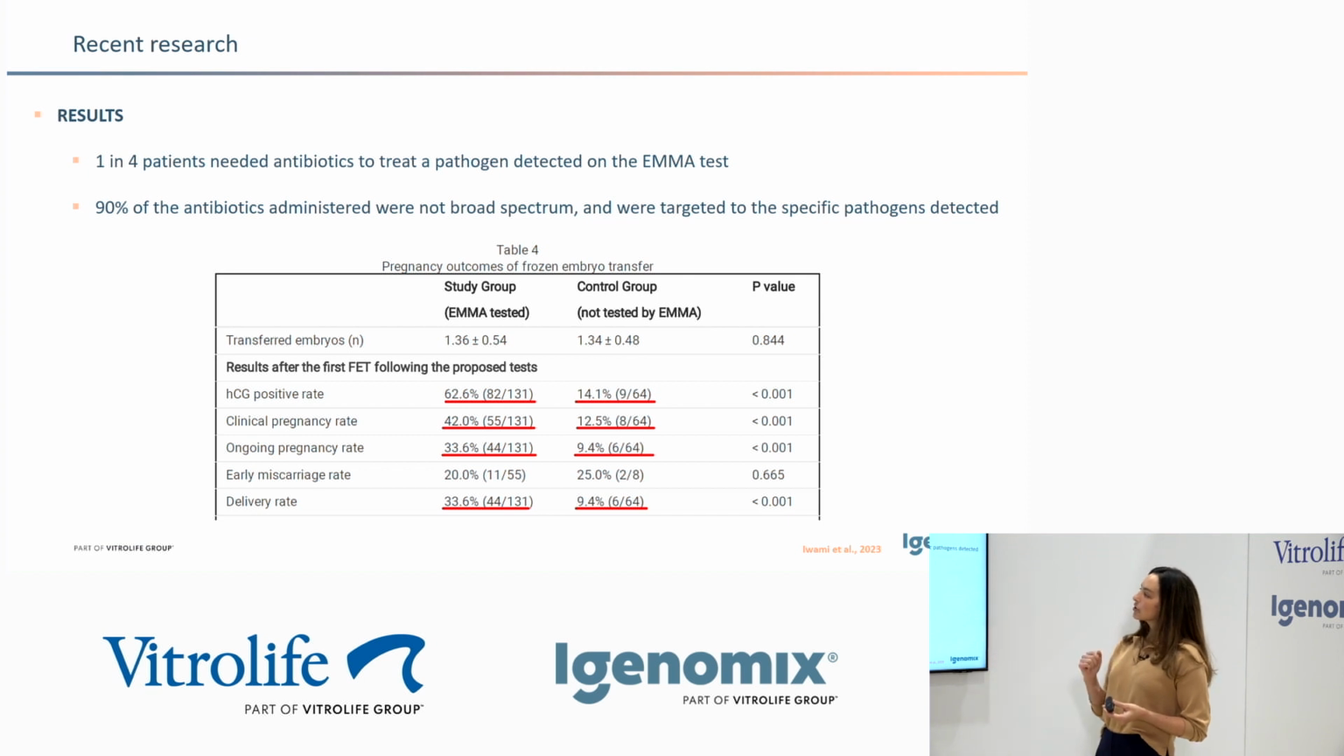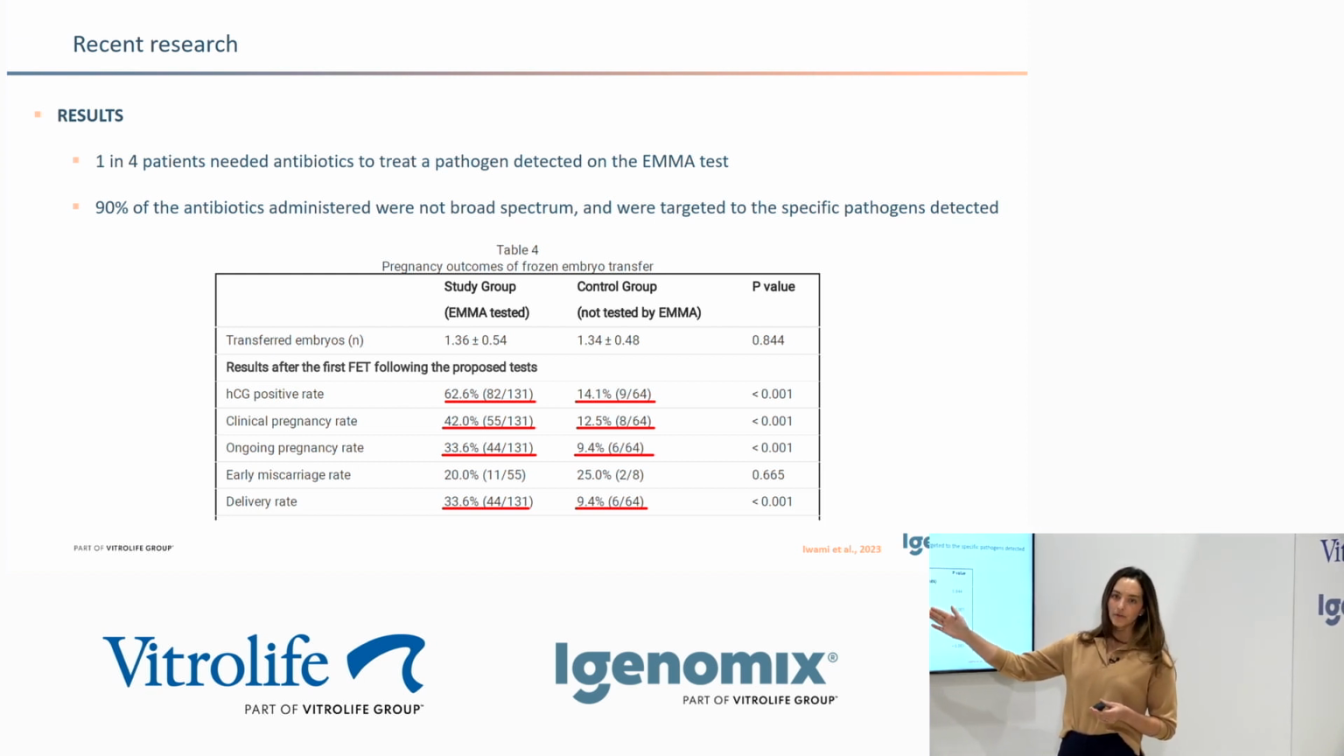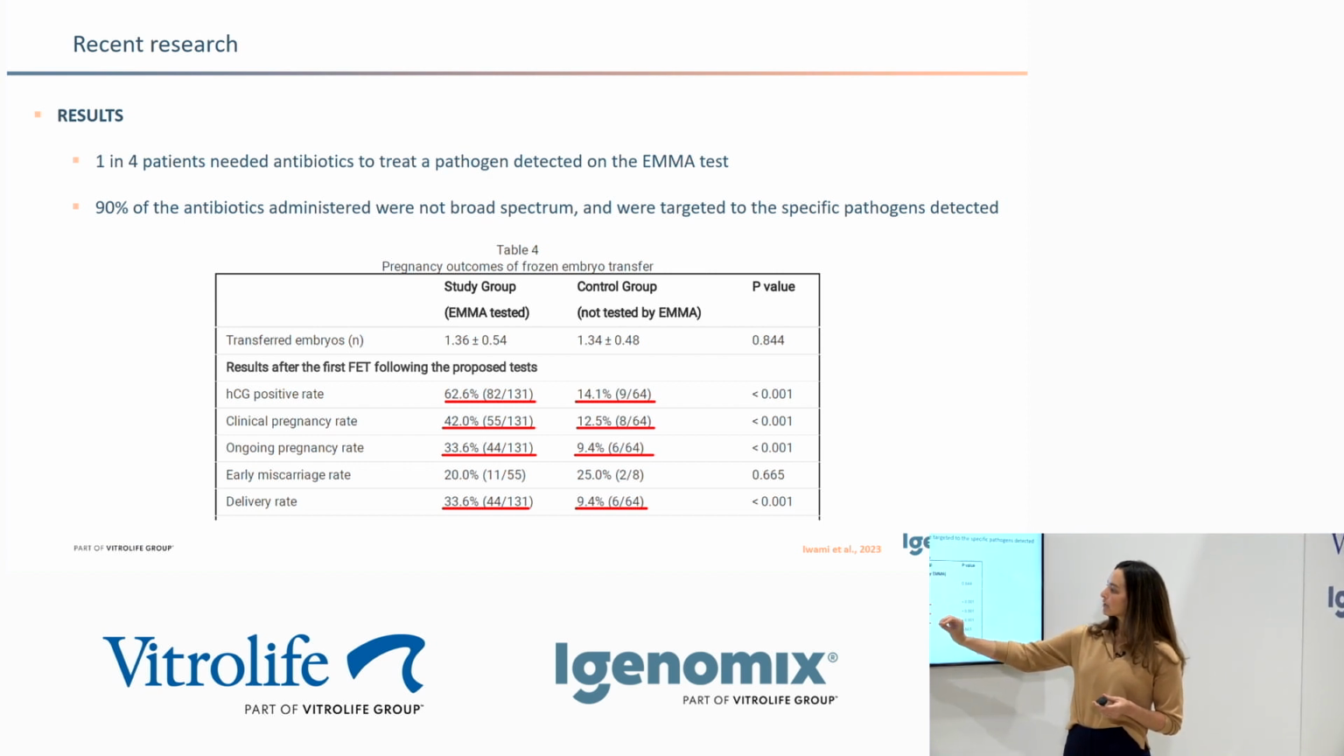So in this particular study, 90% of the antibiotics administered were not broad spectrum, but were instead targeted to the specific pathogens. Now, when we look at the study group that utilized the EMA test and followed the recommendation provided, we had significantly higher HCG positive rate, clinical pregnancy rate, ongoing pregnancy rate, and delivery rate versus those patients that did not undergo any testing at all.